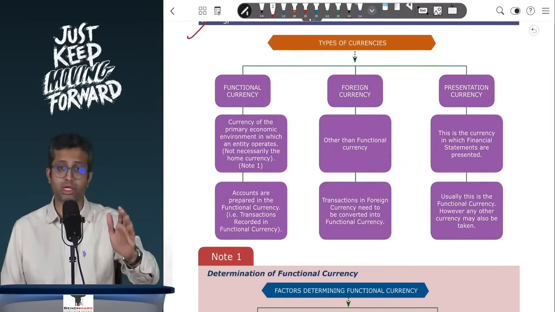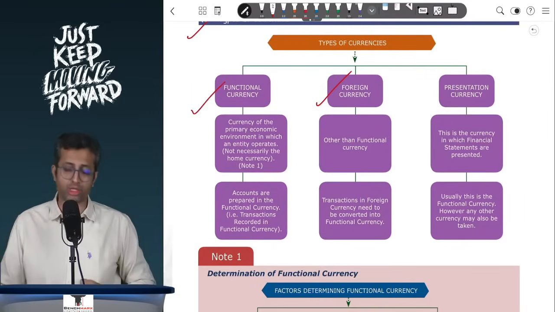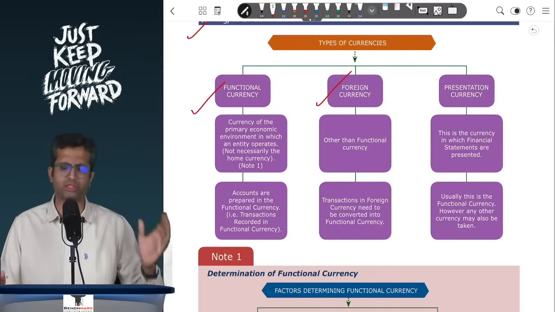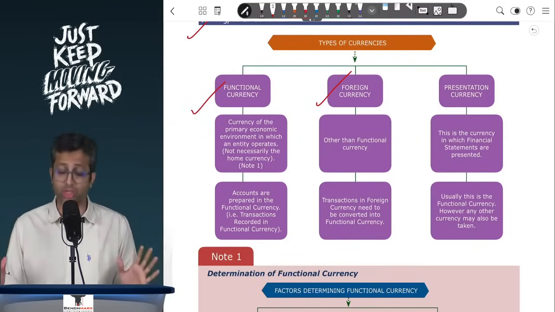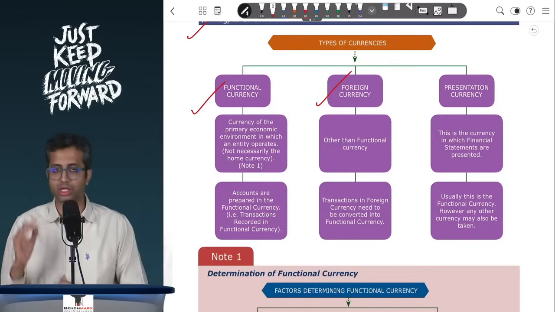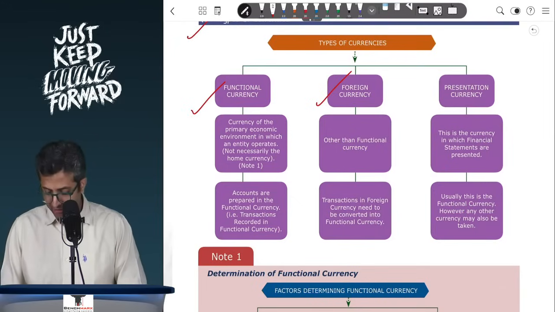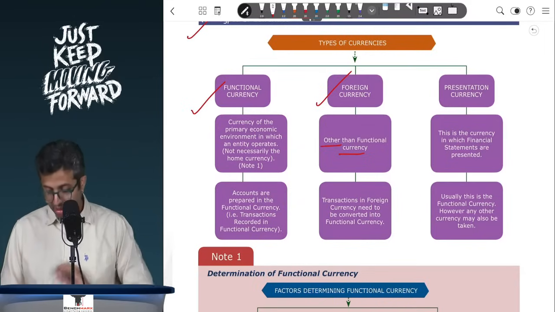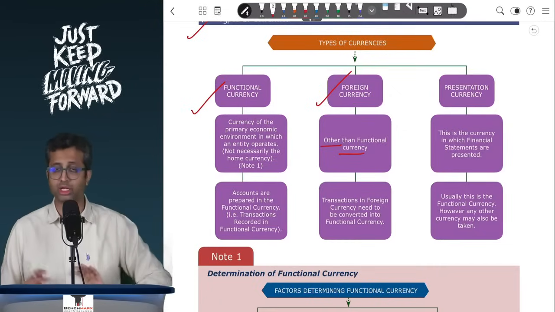So what is a foreign currency? Every currency which is other than a functional currency is defined as a foreign currency. So if for you the functional currency is the Indian rupee, then every other currency, the yen, the euro, the dollar, everything is a foreign currency. And if you do a transaction in the foreign currency, you'll have to convert it into the Indian currency at the prevailing spot rate. Transactions in the foreign currency need to be converted, and what are the rates to be used is what we will study across the standard.